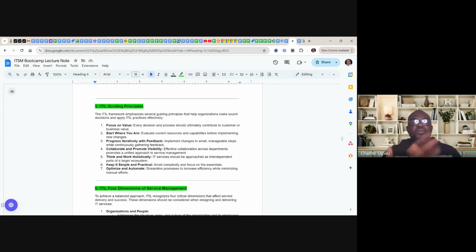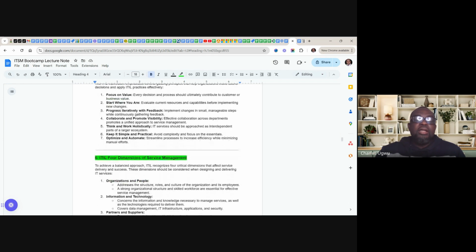So the final is you must continue to optimize, continuous optimization, like continuous improvement. And when there is continuous improvement, you must continue to apply automation. And while automation is taking place, the system is getting streamlined, efficient, and eliminating waste within the whole supply chain. So that's the guiding principle within ITIL.